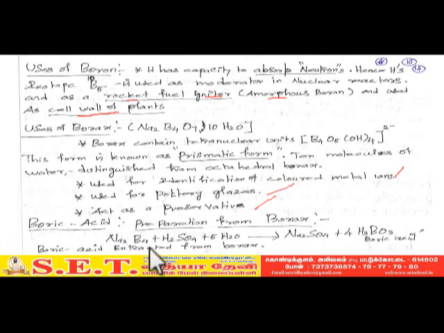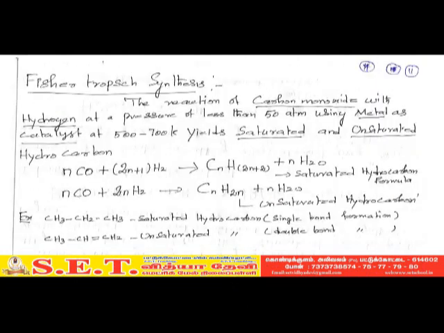Borax, sodium borate, reacts with sulfuric acid and water to give sodium sulfate and boric acid, H3BO3. Boric acid is extracted from borax. In the next part, a very important 3 mark or 2 mark question: Fischer-Tropsch synthesis. Fischer-Tropsch synthesis is very, very important.